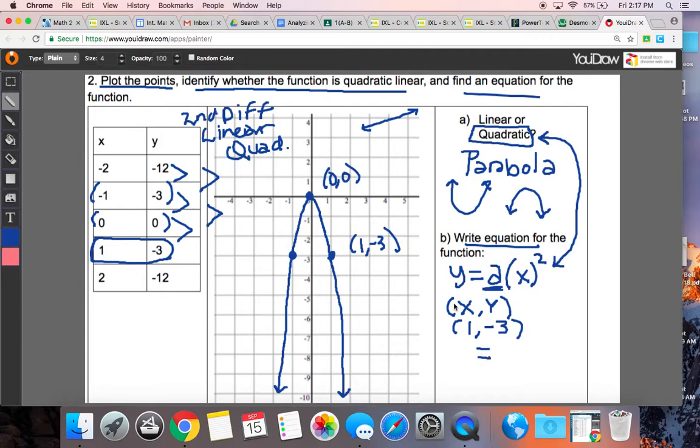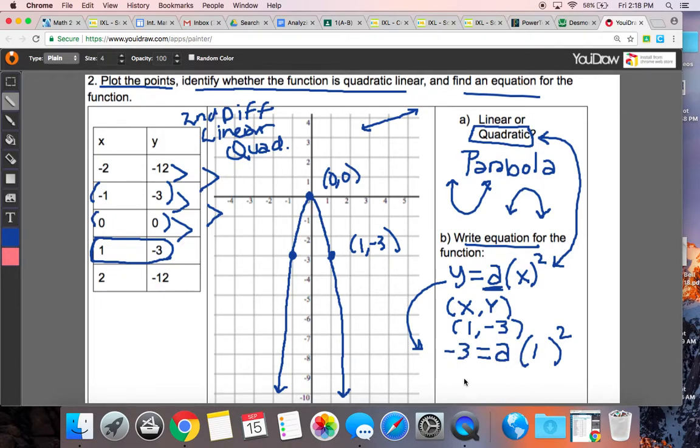Now what I'm going to do is rewrite this equation, making sure that I include a, but instead of writing x, I'm going to look at the point I chose and select my x value. Once again, instead of rewriting x here, I'm going to pick the x value, which is 1. Instead of writing y, I'm going to look at my point and find my y value, which is negative 3.